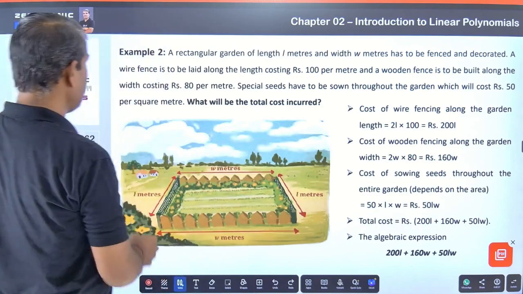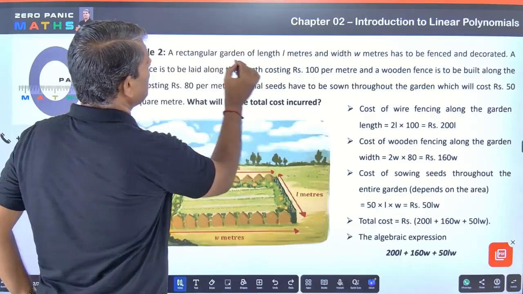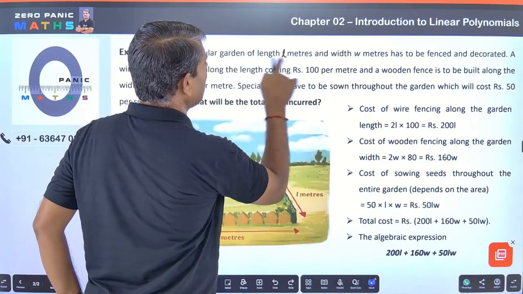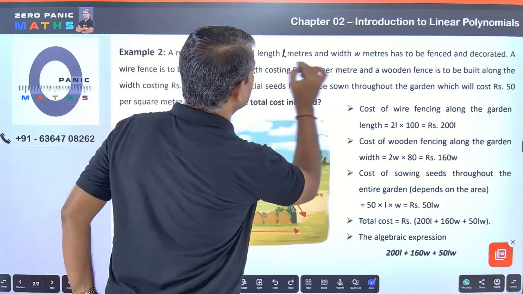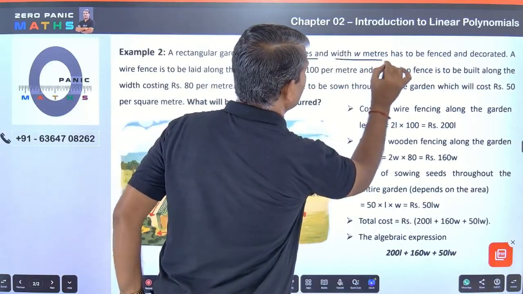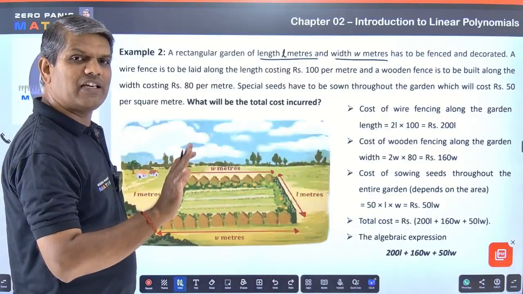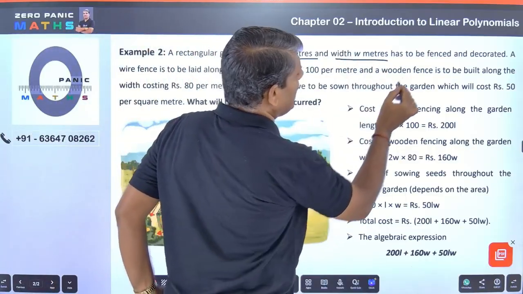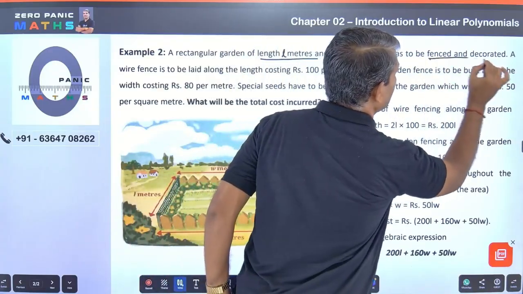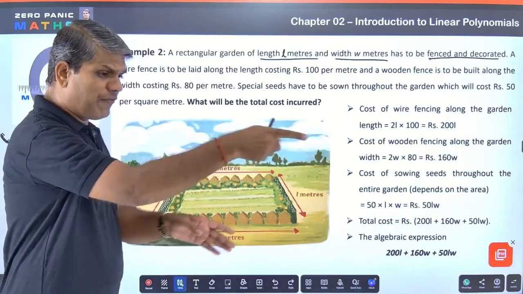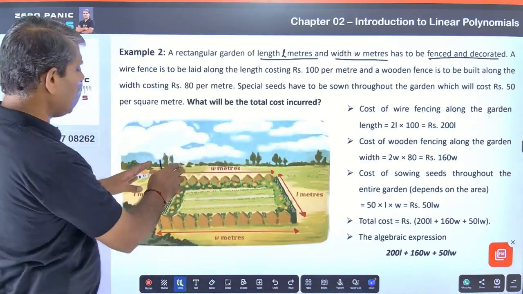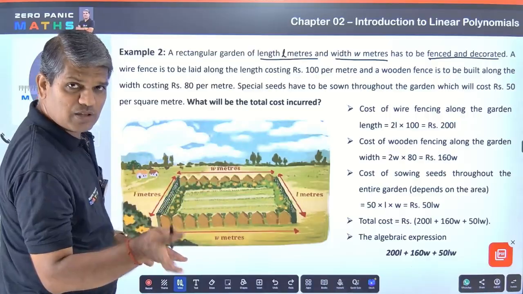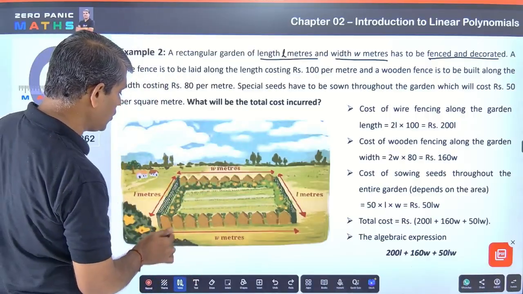Listen to me carefully. Example 2 says a rectangular garden of length L meters and width W meters. So in general they are saying L meters is the length and W meters is the width of that, and it has to be fenced and decorated. So they want to put a fencing around the garden. Now let us assume this is the garden given. This is the image given in the book that I've just copied here to explain better.